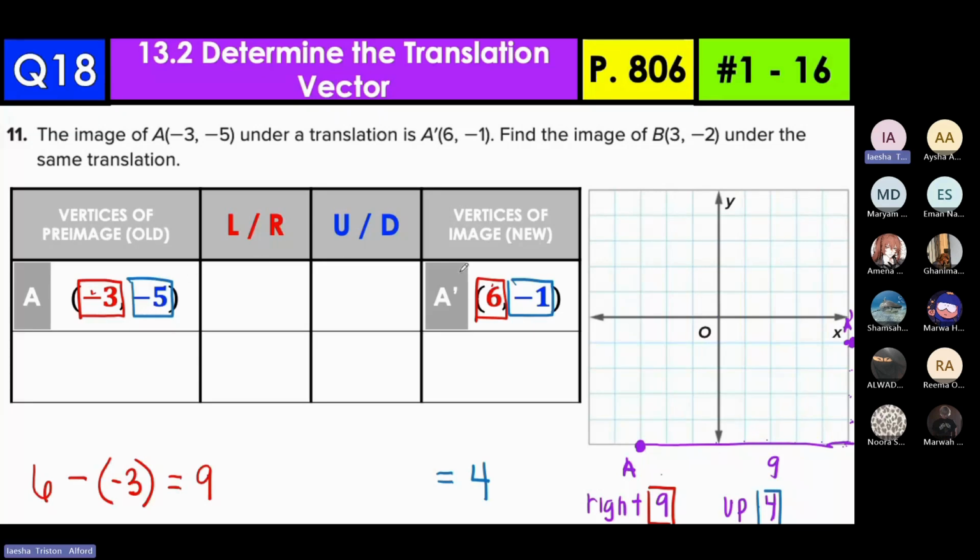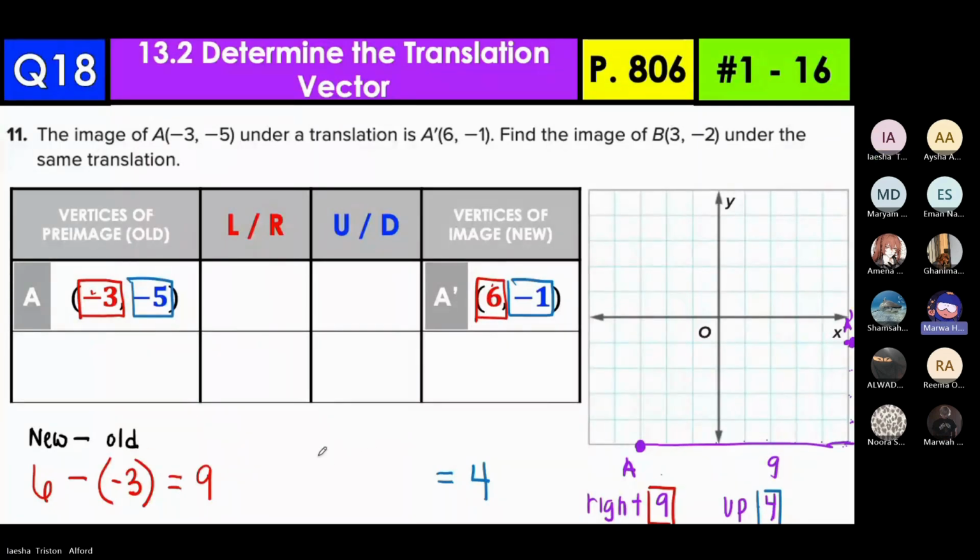I can only use -5 and -1. I don't know. Sure you do. Anybody else there to help? The positive 6 came from the old or the new? The new. Okay, so we did the new. Subtract what? The old. Okay.